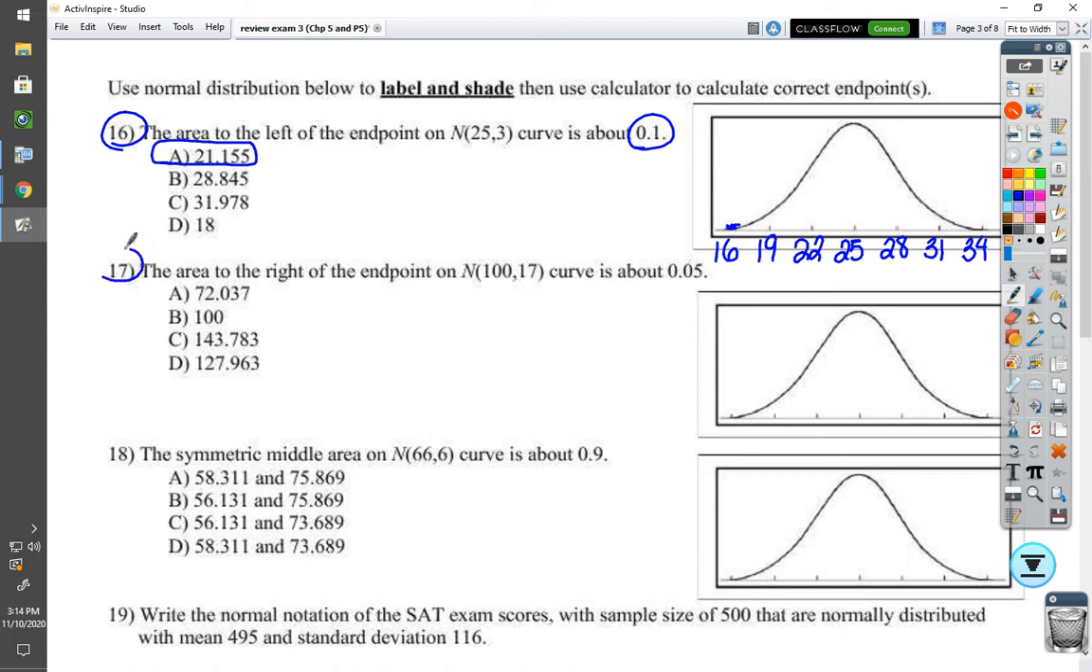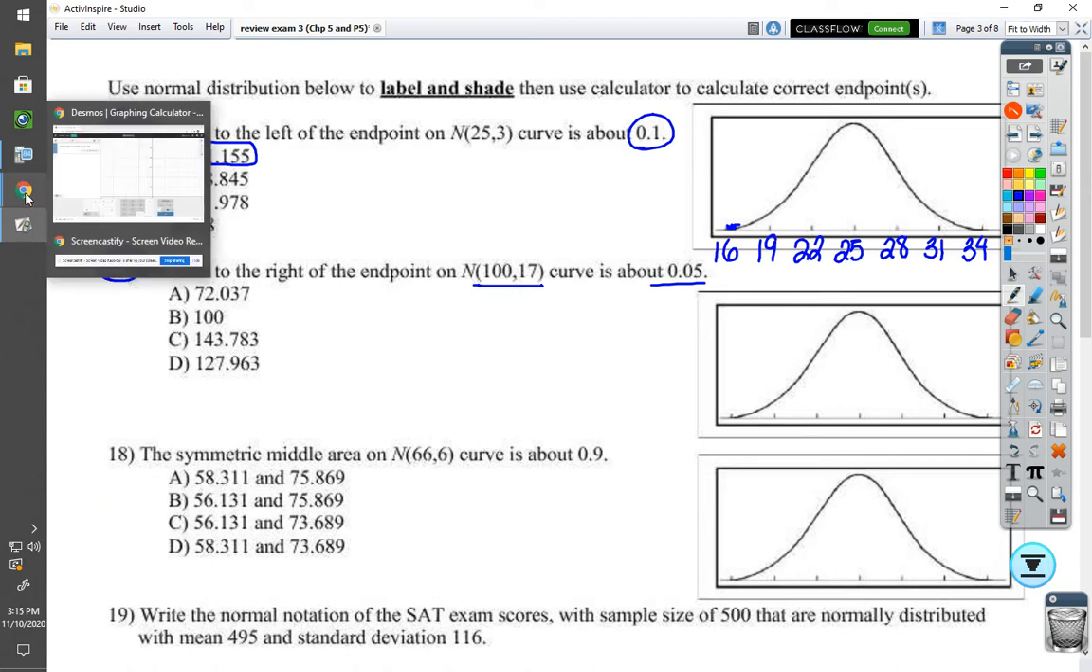We'll do one that goes to the right. It says the area to the right of the endpoint, same kind of deal. We have a new mu and a new standard deviation, and we have an area of 0.05. So again, I'll return, and this time I'll go the other direction. And you should be able to put this in your calculator just fine.